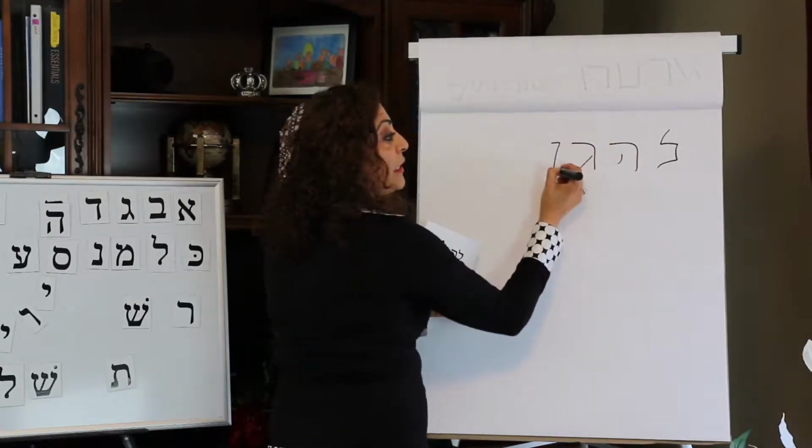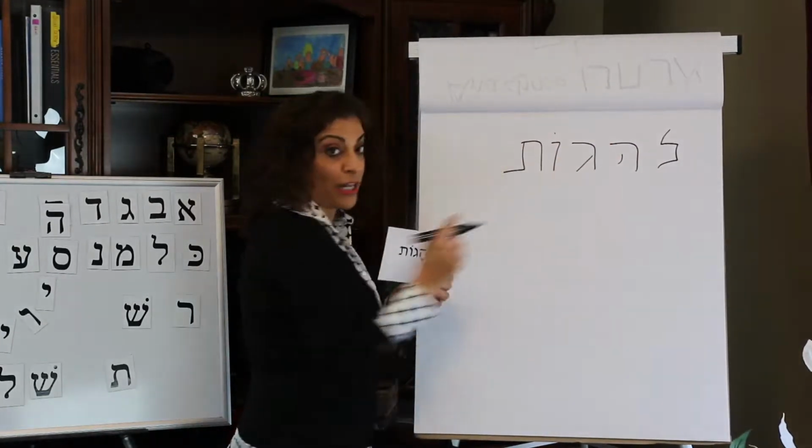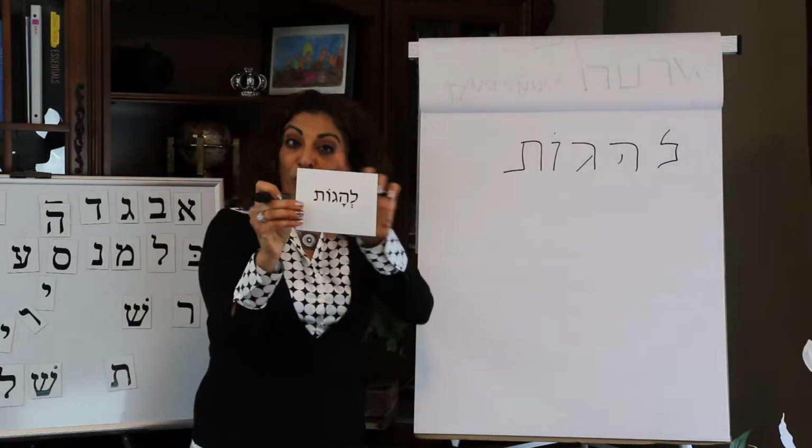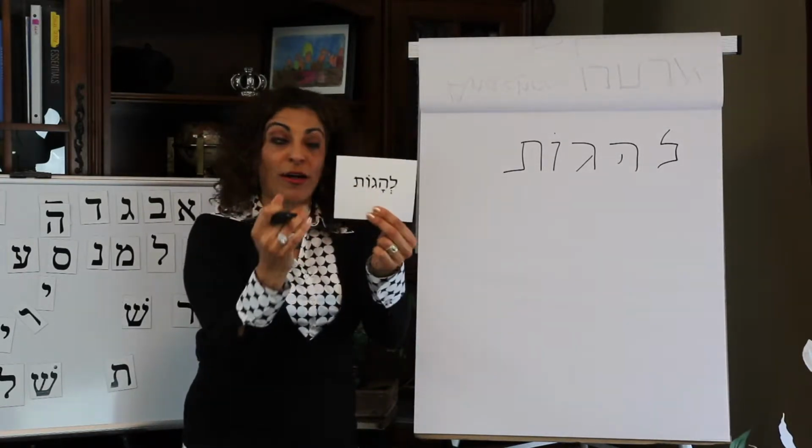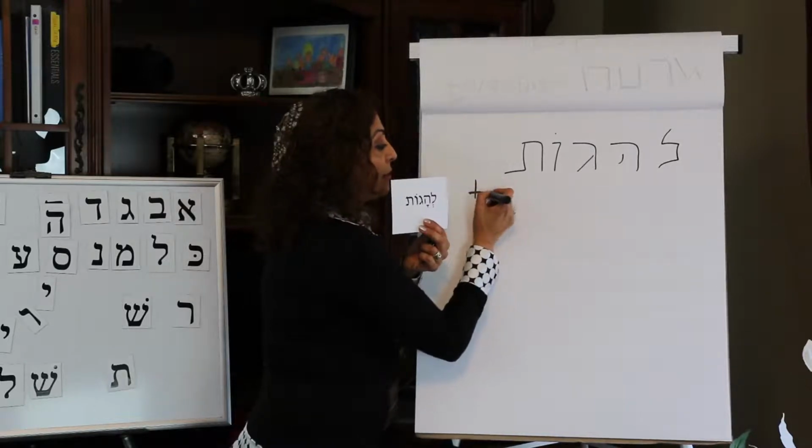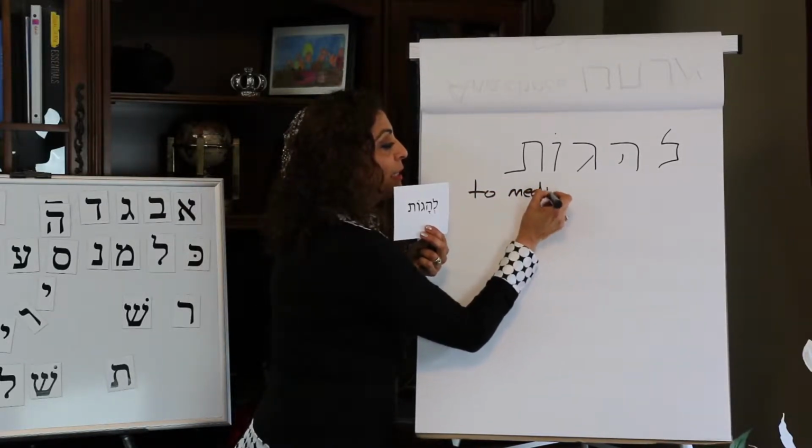Lehagot, and I'm going to write it in English. So when you get your word like this, and you cut it like this, you have your own card. You're going to write on it: to meditate.